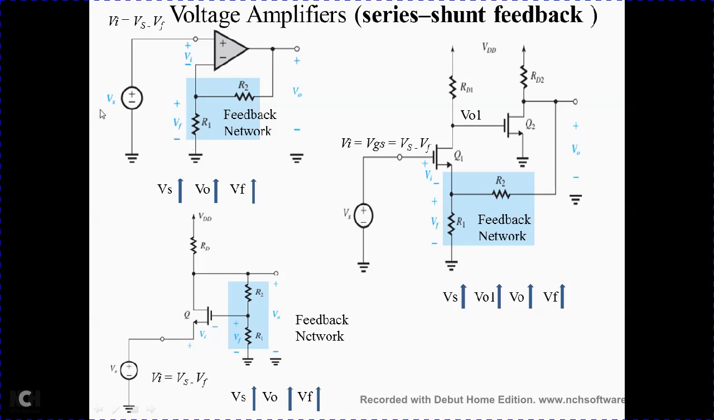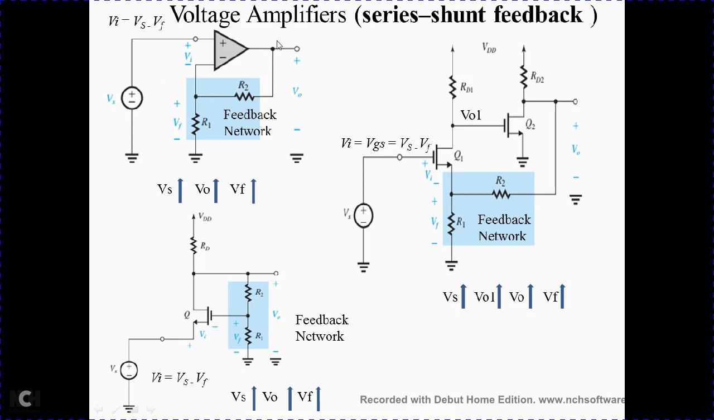For a given input voltage, if I increase the voltage, then the output also increases. That is what I have written here. If Vs increases, V0 also increases. If V0 increases, Vf also increases. Please remember, Vf also increases. So Vi here is equal to Vs minus Vf. Right? So why does Vf increase here? Because V0 increases. And why does V0 increase? Because Vs increases.